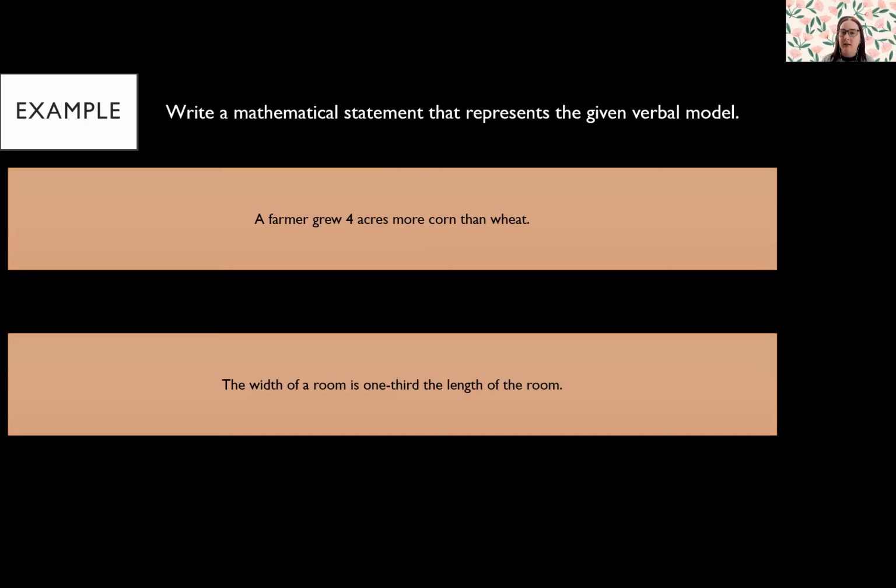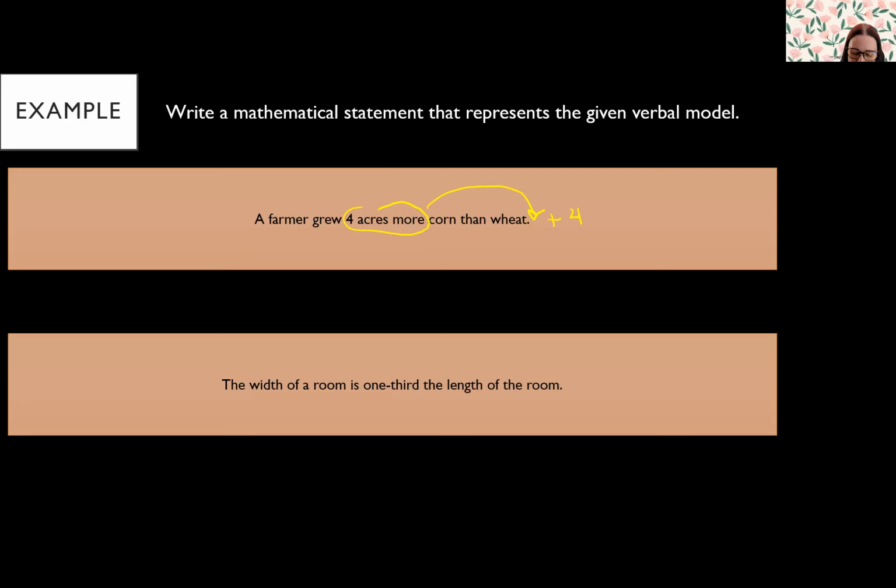We want to write an equal sign, so we want to write an equation where they are equal. If corn is bigger, this means we need to add something to the wheat so that it's the same size as corn. So the 4 acres more is going to go with the wheat. We're adding the 4 to the wheat so that it's equal to the corn. This is very commonly translated backwards. So 4 acres more goes with the wheat, meaning we're adding 4 more acres.